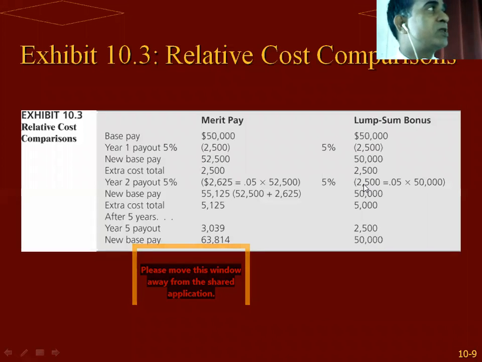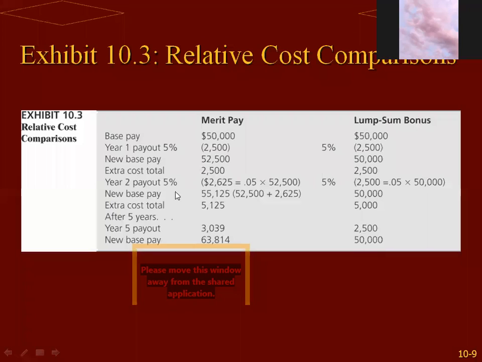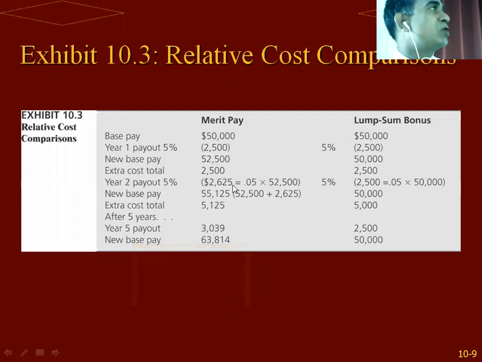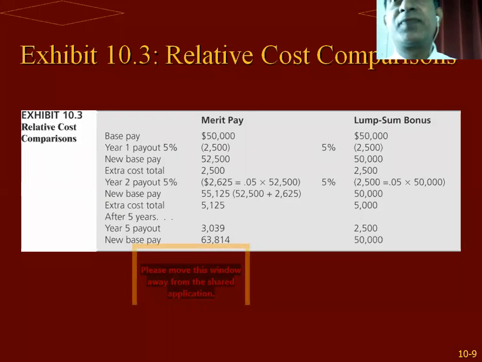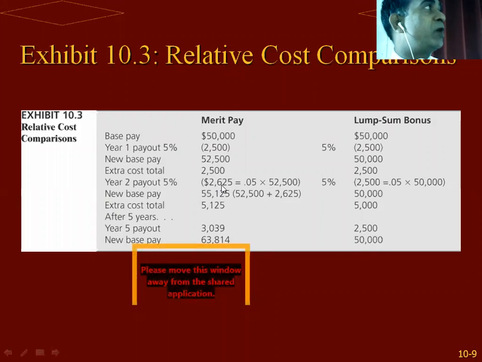So I hope you are able to understand. 2,625, so approximately $125 extra. The employee in company 1, which has adopted merit pay, receives $125 extra compared to the employee in the second company, which has adopted the lump sum bonus.